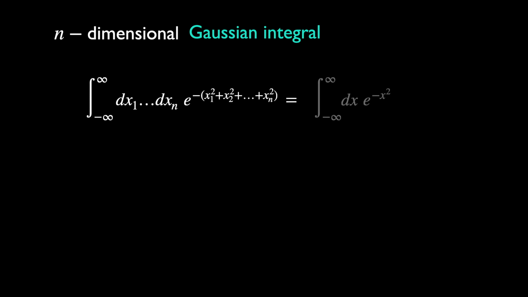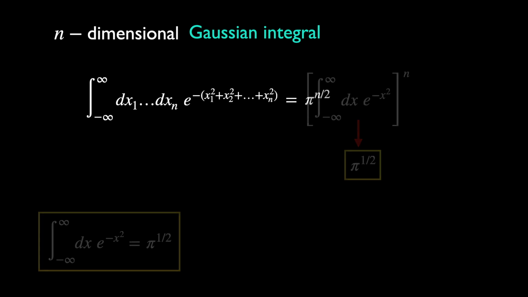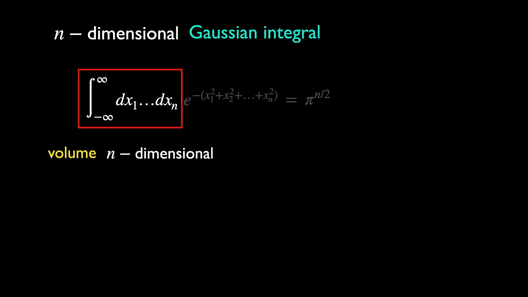We would need an n-dimensional Gaussian integral over the whole Euclidean space, which is no more complicated than a single Gaussian integral. We just need to take it to the power of n. Let's remind ourselves of the standard result of a Gaussian integral. Just ignore the integrand for a moment. We are left with a volume integral over n-dimensional space.